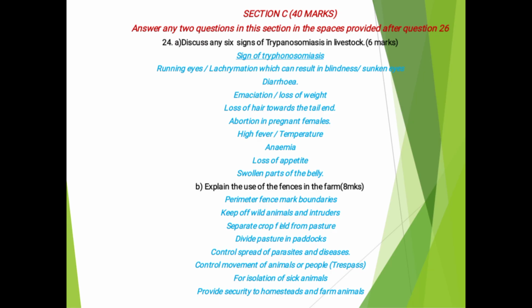trypanosomiasis in livestock. So when you talk of trypanosomiasis, some of the symptoms that are usually shown and signs include but not limited to running eyes, also known as lacrimation, which can result in blindness or sunken eyes. There is diarrhea. The livestock can manifest signs such as diarrhea. Then there is emaciation, which is brought about by loss of weight, loss of hair towards the tail end, abortion in pregnant females, and then high fever or temperature.